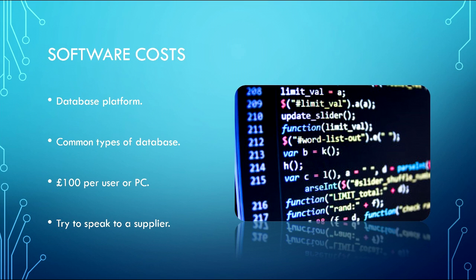Microsoft Access costs around £100 per user or PC. To discover how much you may need to pay, it is best to speak to a supplier who can explain exactly which costs you will encounter. Speaking to a supplier will also help you to discover the most suitable software for your business or industry.